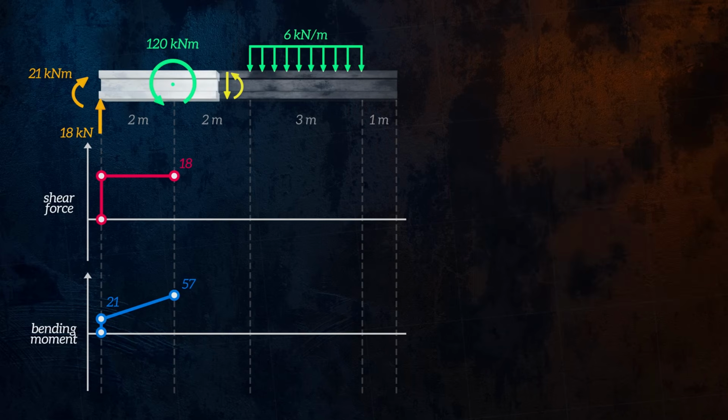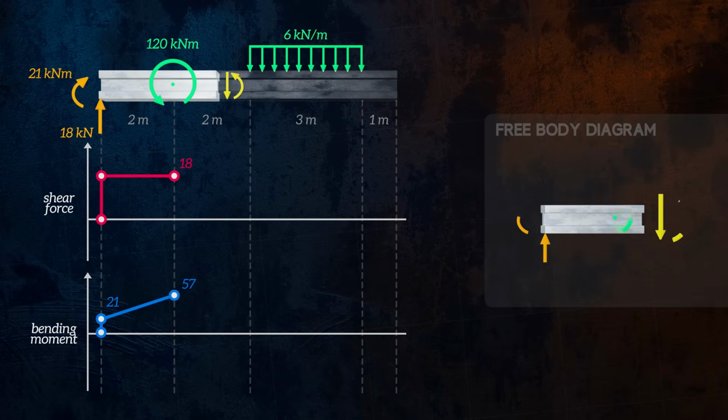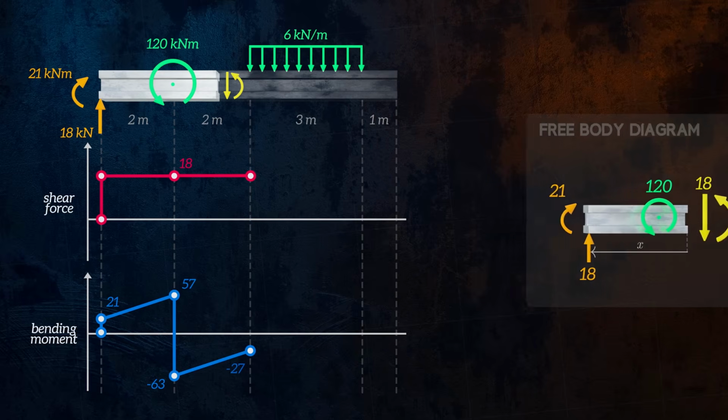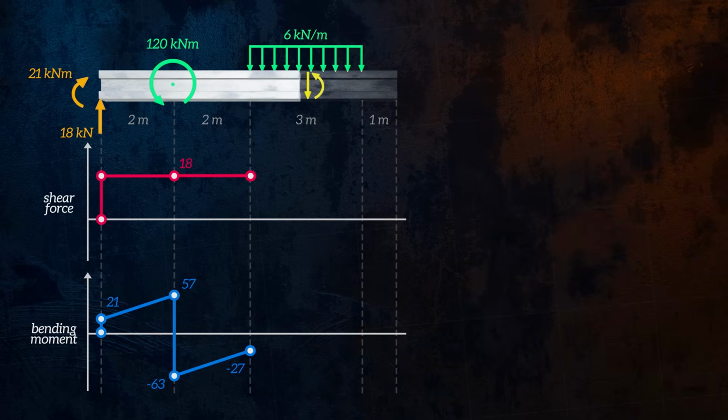We can then move our cut to the right of the concentrated moment. The moment won't affect the shear force, which will remain constant at 18 kilonewtons until we reach the distributed force. But it does cause the bending moment to suddenly drop by 120 kilonewton meters. After the drop, the bending moment is again defined by a straight line. Things get a little more tricky when we reach the distributed force.